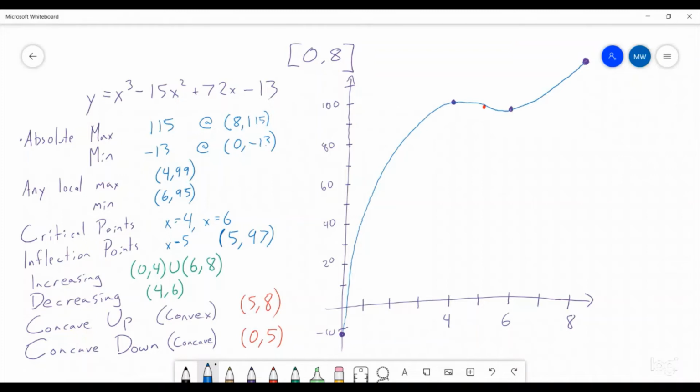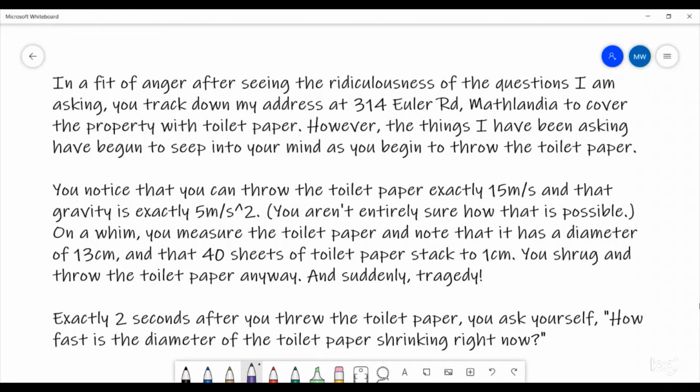Okay, so now that we've done that, let's jump into a related rates problem. So, here we are. Our nightmare situation. We have become the math problem. Okay? So in a fit of anger, after seeing the ridiculousness of all these different questions that I'm asking you, you decide to track down my address at 314 Euler Road in Mathlandia, and you decide to cover my property with toilet paper. However, just as I have planned, the things that I've been asking you and explaining to you have begun to seep into your mind as you start to throw the toilet paper.